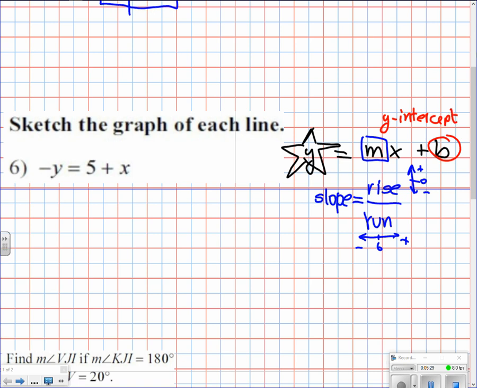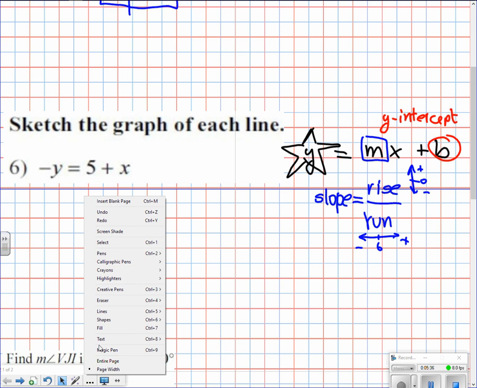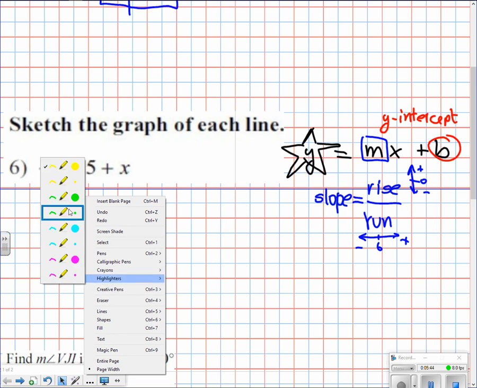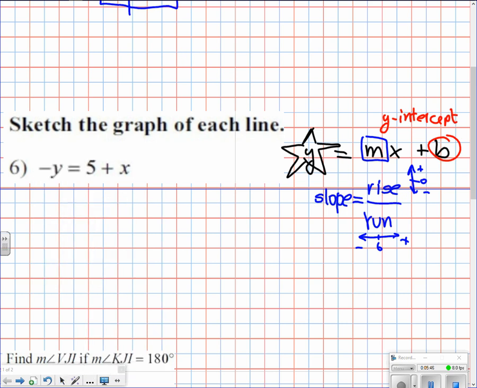Now, when you're graphing, here's how you do it. First, you graph the y-intercept, and secondly, you graph the m. And something else, the m should be a fraction. If it's not a fraction, you make it a fraction.